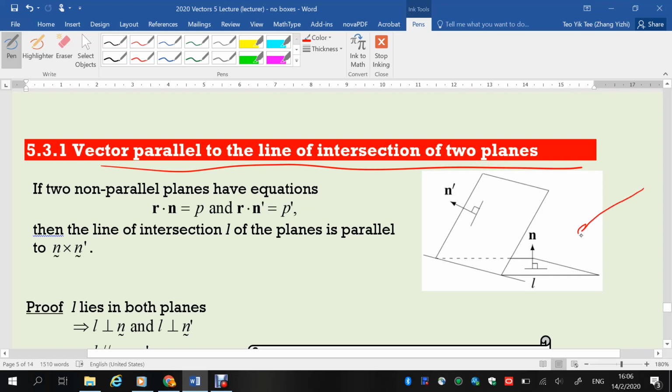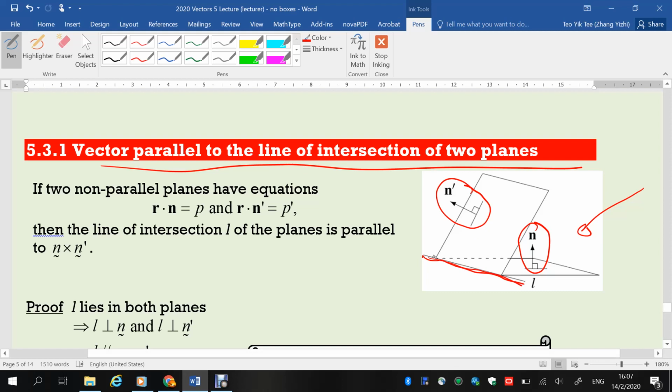So if you look at this diagram here, this is the line that is your intersection of the two planes. Focus on this line as well as this normal vector. This is the normal vector of the first plane. Is this normal vector perpendicular to the line L? Okay, it is perpendicular to the line L. Focus on the normal vector of the other plane. This normal vector is also perpendicular to the line L.